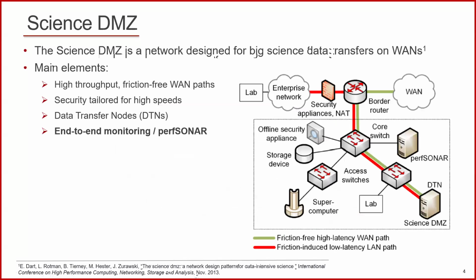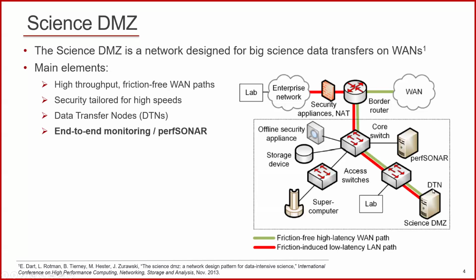So the ScienceDMZ is a network designed for big science data transfers on the WAN, and it has 4 main components. The first component is the high throughput, friction-free WAN path. As you can see on the figure to the right, the border router for an enterprise network is directly connected to the WAN. We will not introduce any security appliances or netting that might lead to packet losses. We should have direct access to the WAN with no application that might degrade the throughput. And the border router will be directly connected to the ScienceDMZ DTN, data transfer node, which is the second component.